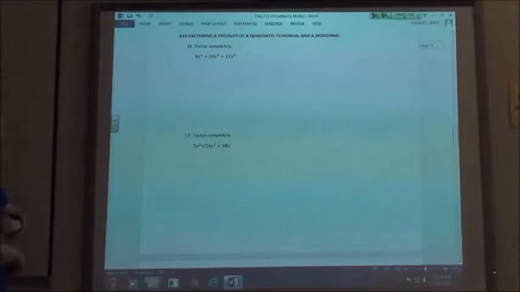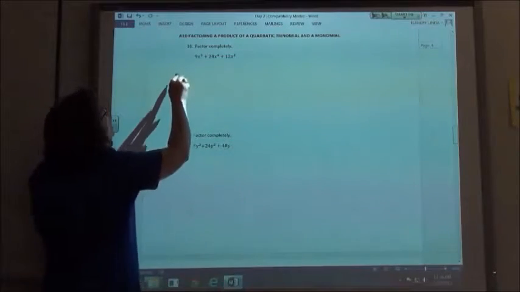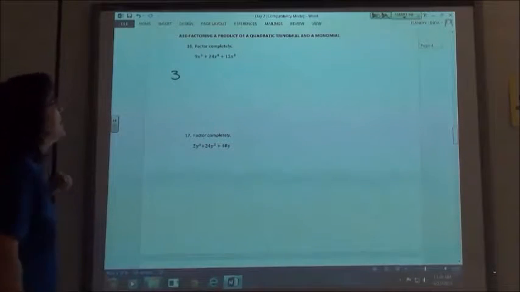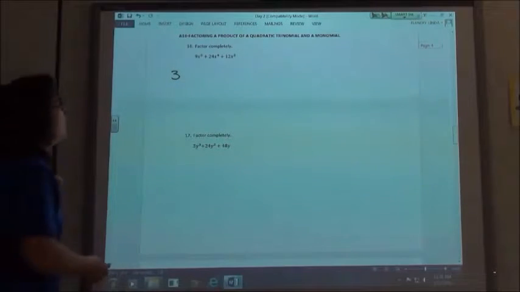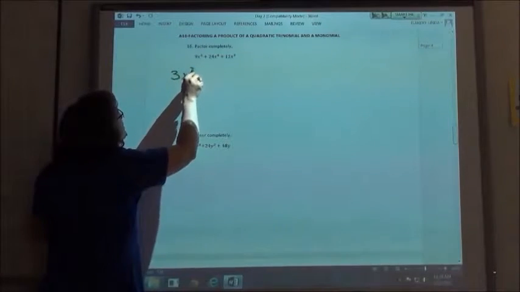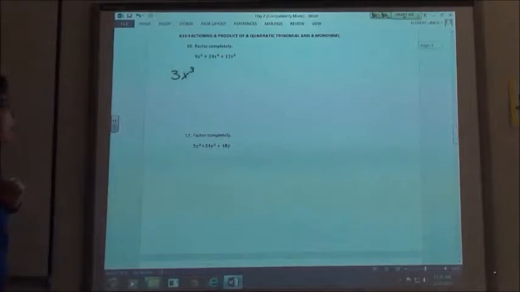3 of those terms by? 9, 24, and 12 are all divisible by 3. I have an x to the 5th, an x to the 4th, and an x to the 3rd. I can only do the lower one, so I'm going to take out 3x cubed from each of those terms.